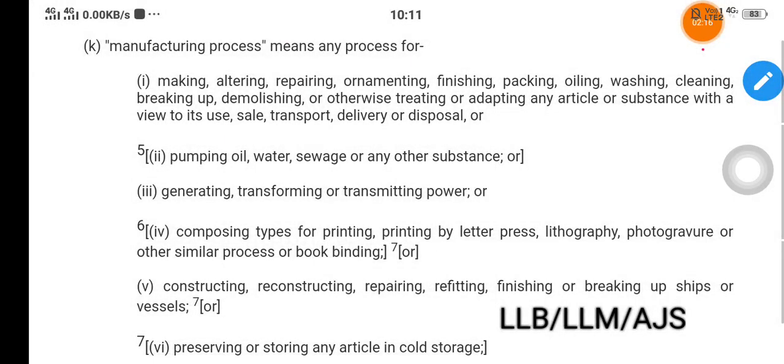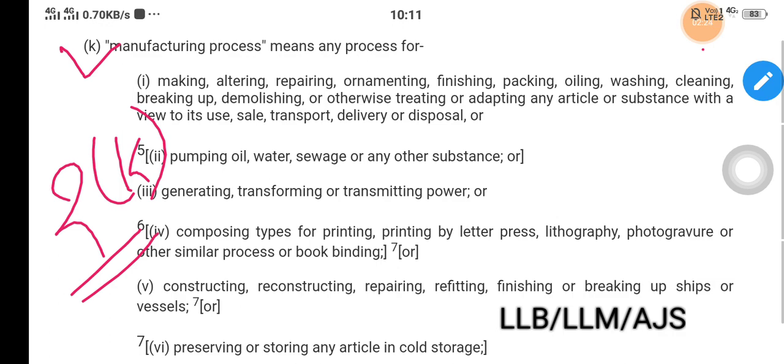Then the most important definition here is the definition of manufacturing process, which is provided under section 2K. Manufacturing process means any process for making, altering, repairing, ornamenting, finishing, packing, oiling, washing, cleaning, breaking up, demolishing, or otherwise treating or adapting any article or substance with a view to its use, sale, transfer, delivery, or disposal.